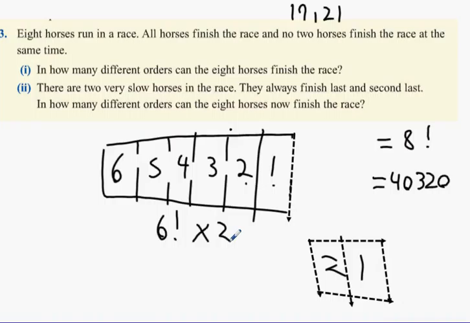Anybody? 720? 1,440, because 6 factorial is 720, and 720 multiplied by 2 is 1440.